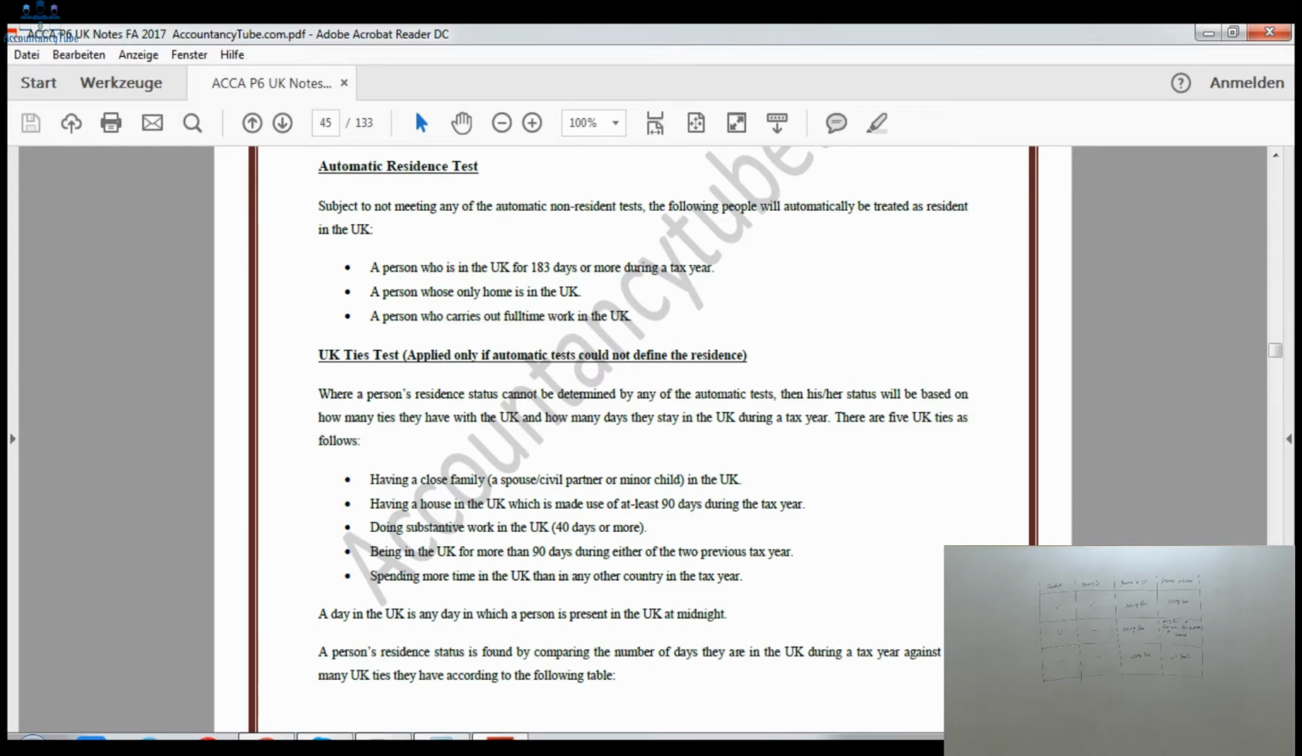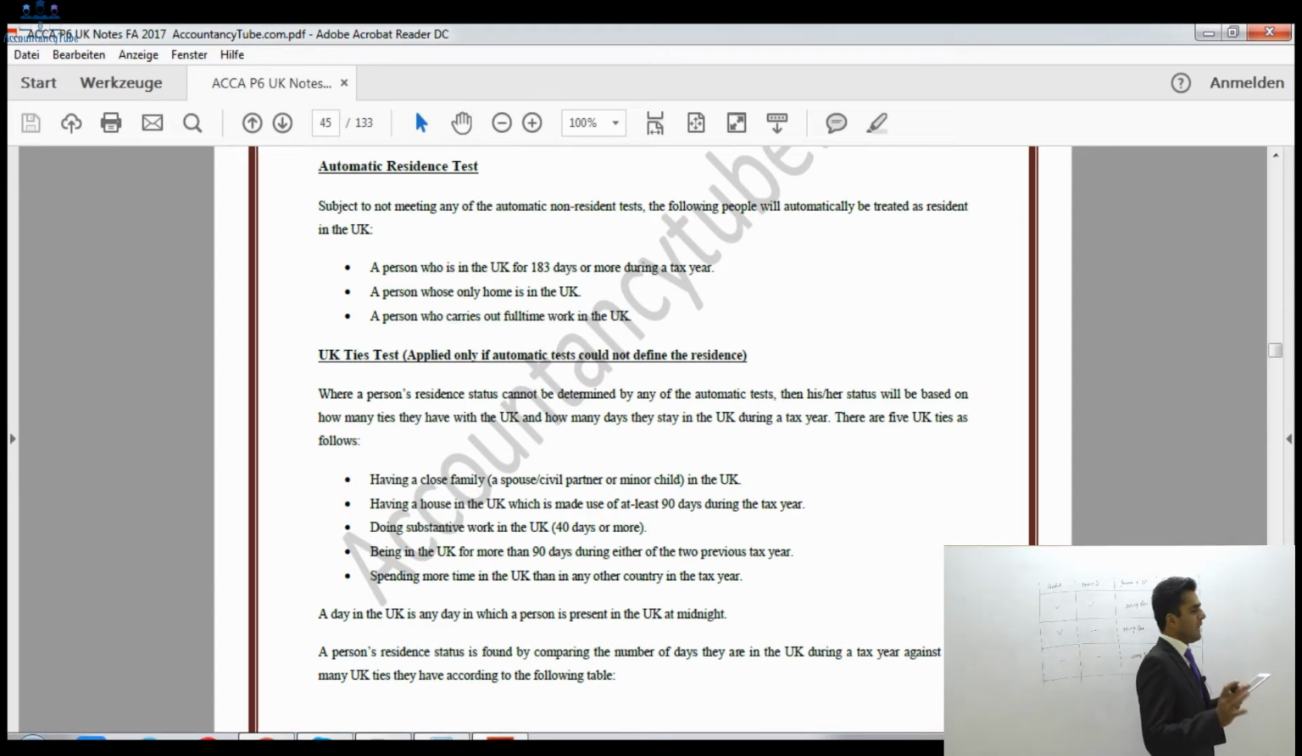Now, someone who is not fulfilling any of the criteria of the automatic resident test and the automatic non-resident test, then we will have to see more details. Now, more detail is the sufficient ties test, also known as the UK ties test.